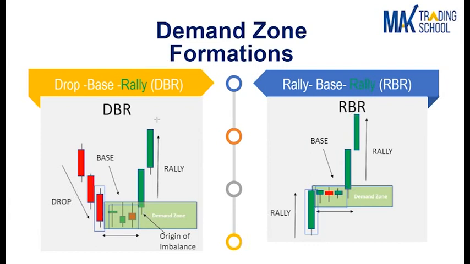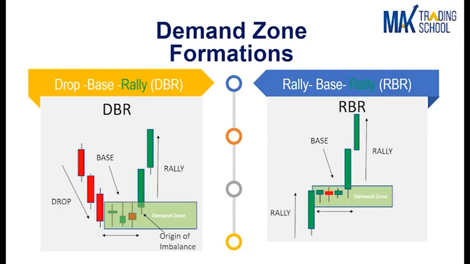Candle to the right of the base, which comes out of the base, is the leg-out. So over here, we have the leg-out candle. Again, over here, this is the leg-out candle to the right. So for a demand zone, it is mandatory that the leg-out has to be a rally. Only if the leg-out is a rally, it has to end with a rally, then it will form a demand zone. So two demand zone formations are DBR and RBR.